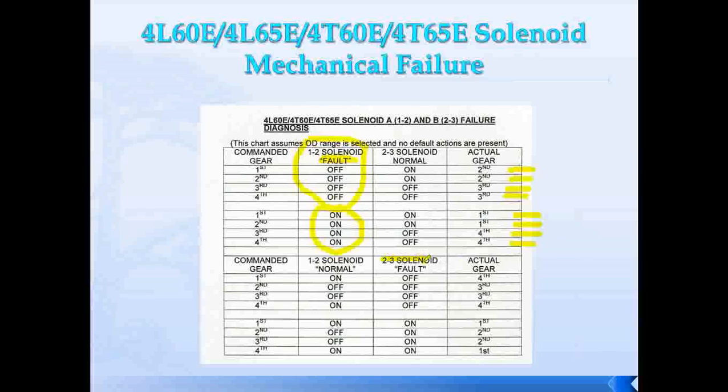Now if we look at the 2-3 solenoid, same basic story here. If we stick this solenoid into the off position, notice what you're missing. You're starting out in high gear, it's going to downshift to third gear, remain in third gear, upshift to fourth gear. You're missing first and second gear. If we stick it in the on position, then we're going to start out in first, make our gear change to second, stay in second when we're supposed to make a transition to third.